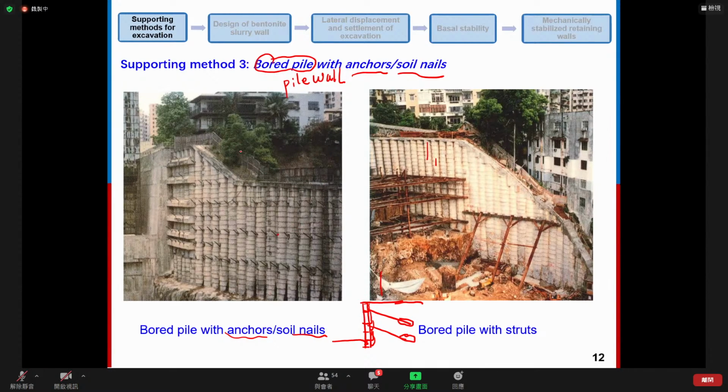This is okay if there's no other structure behind the bored pile. For example, here you can see there's no structure, so we can install soil nails inside the soil. However, in this figure, just behind the retaining wall we have buildings, with 1, 2, 3, 4, 5 floors, and maybe behind them we may have taller buildings. Such buildings may have a foundation, let's say a pile foundation.